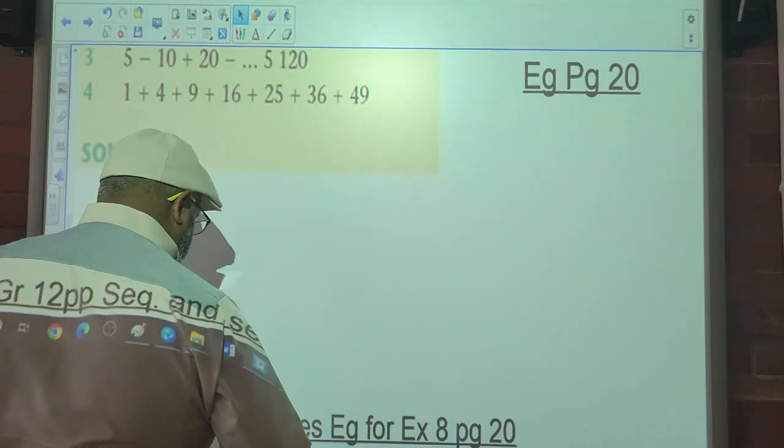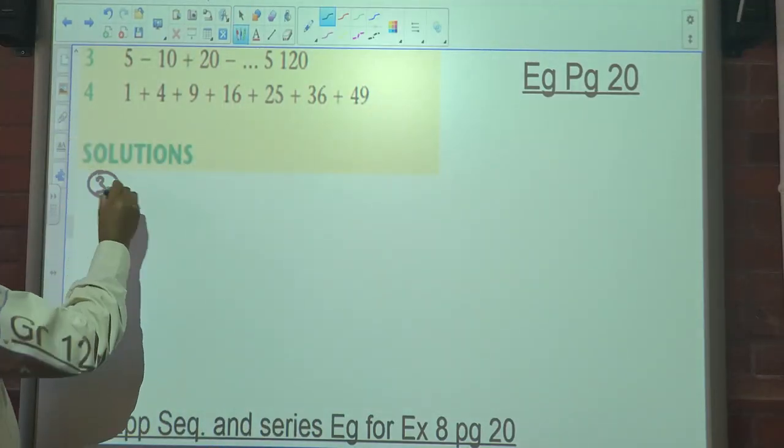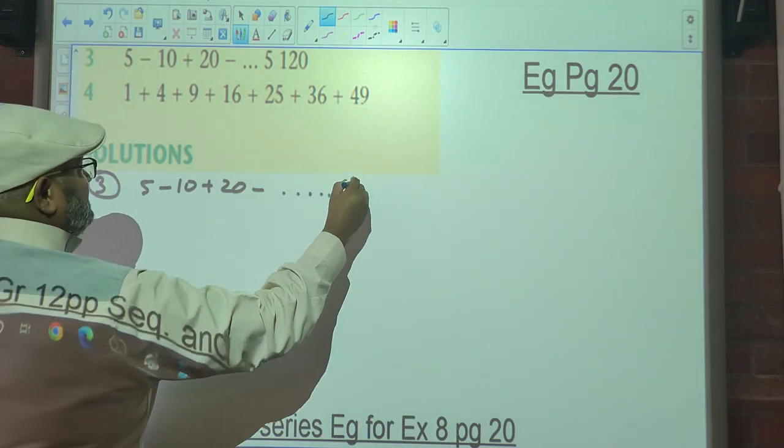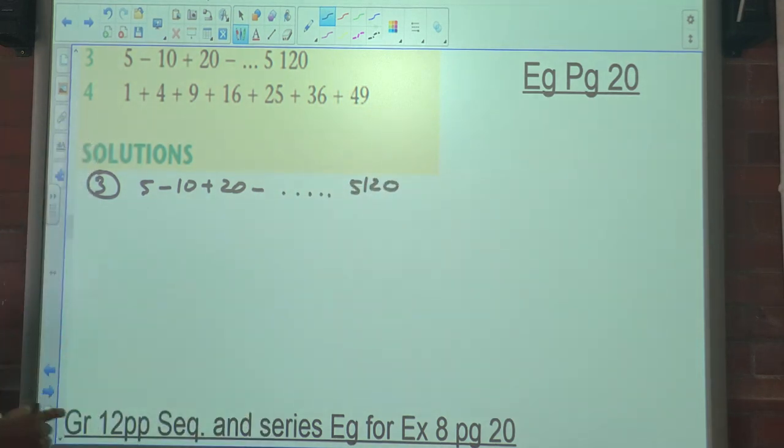For number 3, we got 5 minus 10 plus 20 minus, the last answer is 5120. So if there's no sign there, assume the sign is positive. Okay.